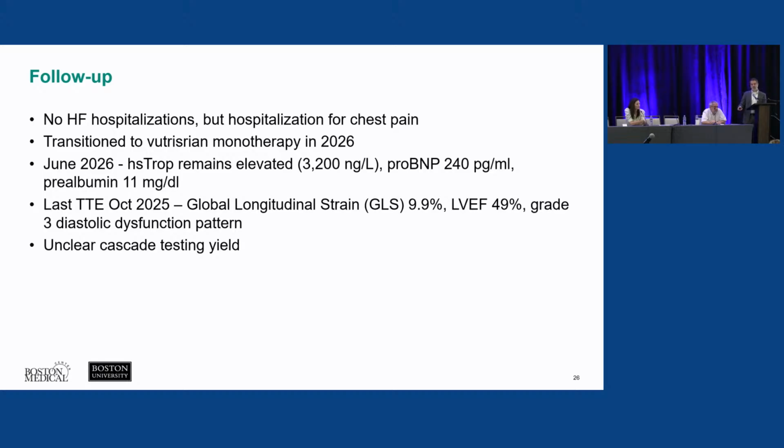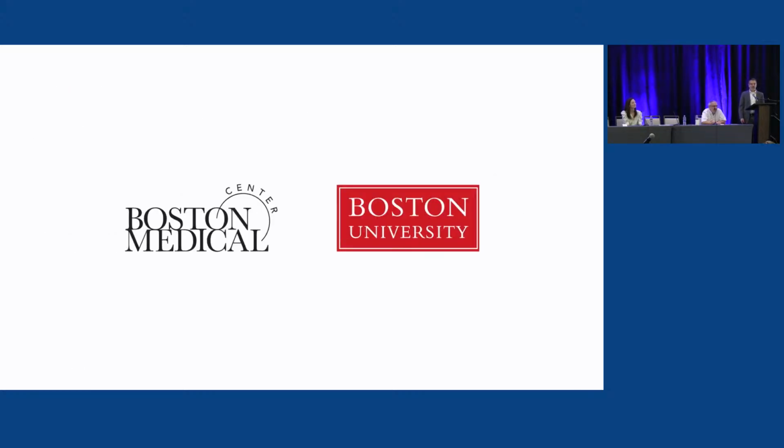His troponin remains really high, but his proBNP actually came down nicely with medical therapy, and his prealbumin is in the process of being suppressed. That's actually a 3-month prealbumin. His GLS remains stable, his EF remains stable, and I'm not sure, unfortunately, if we're able to reach his 16 children. His 16 children. So with that, I'll stop, and we'll take questions and move on. Thank you.